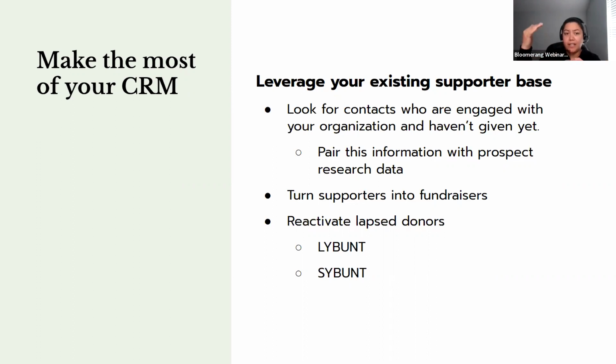On the flip side, you might find some contacts within your database that have high capacity but have low engagement with your organization. What's going on there? You can see that there is a bigger opportunity there to turn them into donors if they have that capacity to give. And what else can you do to engage them with your organization to get them to give that first-time gift?